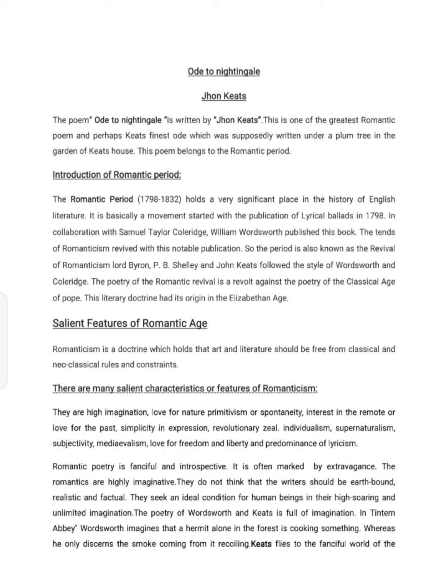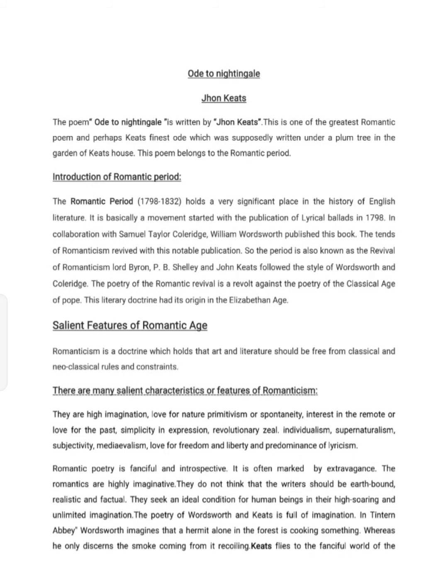The tenets of Romanticism revived with the notable publications. So this period is also known as the revival of Romanticism. Lord Byron, P.B. Shelley, and John Keats followed the style of Wordsworth and Coleridge. The poetry of the Romantic revival is a revolt against the poetry of the classical age of Pope. This literary doctrine has its origin in the Elizabethan age.